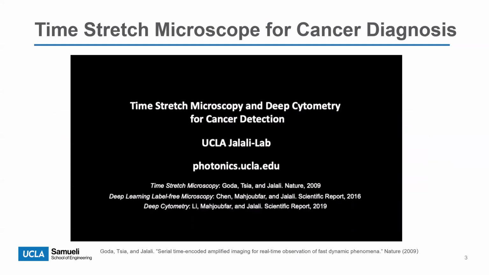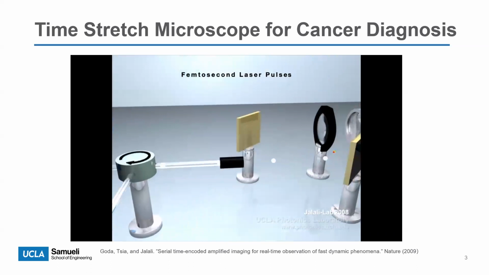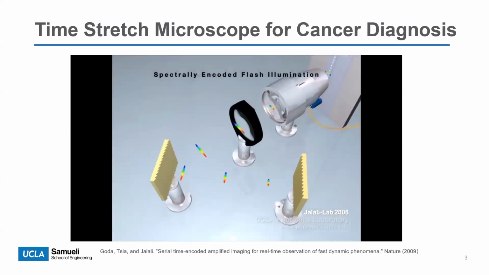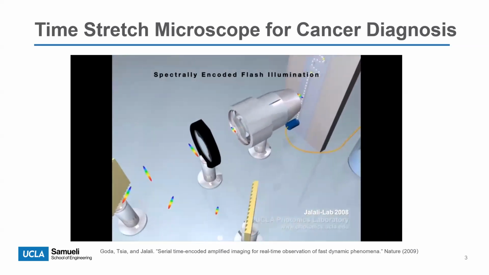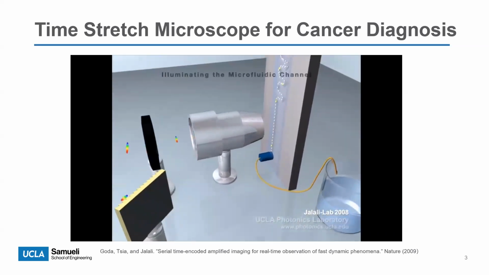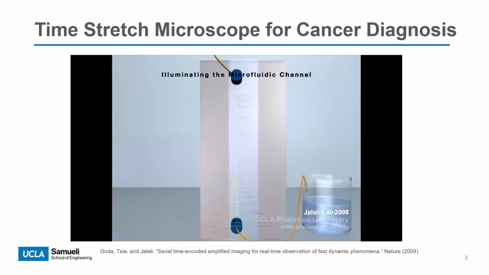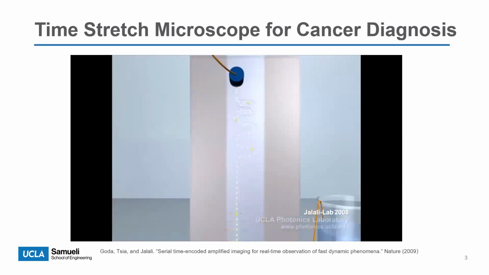One major application, which is also related to the topic today, is the time stretch microscope. Here is a short video on time stretch microscope for cancer diagnosis. In this system, the femtosecond laser pulses are spatially dispersed through a pair of diffractive gratings, becoming rainbows, so that each wavelength of the color corresponds to a spatial coordinate. The rainbow is then focused onto a microfluidic channel and illuminate the cells passing by.